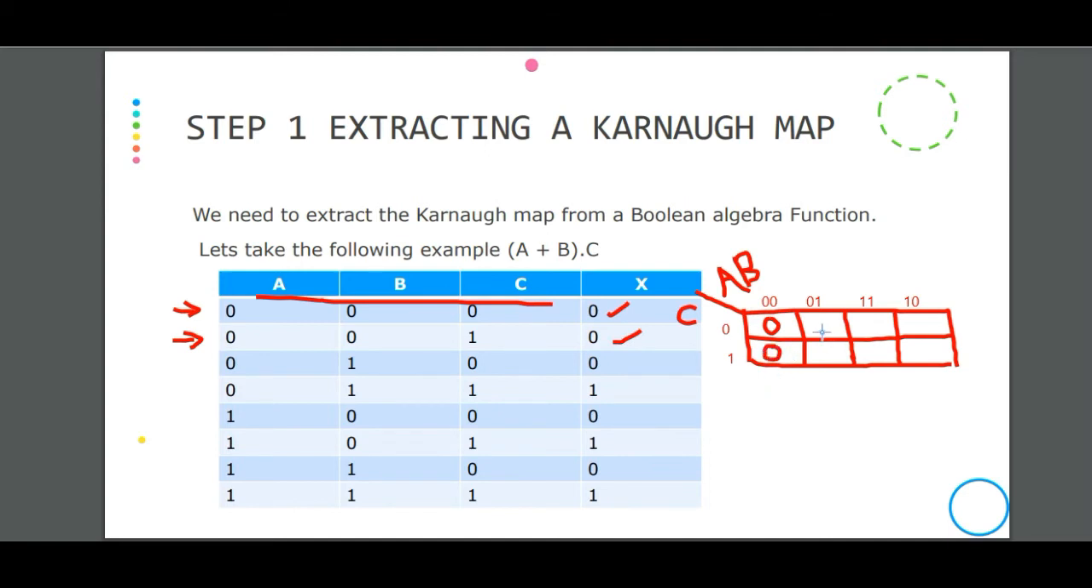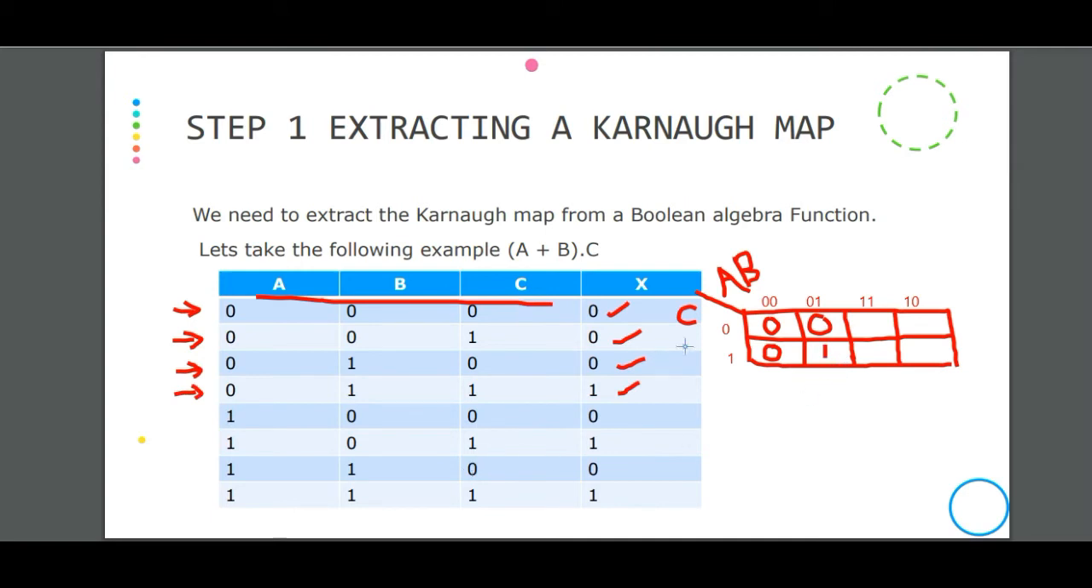The next one is A value is 0, B value is 1, but C value is 0, which will be effectively the third row, but still the answer is 0. We take the third row and put 0 here. The next one, where A value is 0, B value is 1, and C value is also 1, which is the fourth row. And the answer here is 1, so we are going to put 1 here.